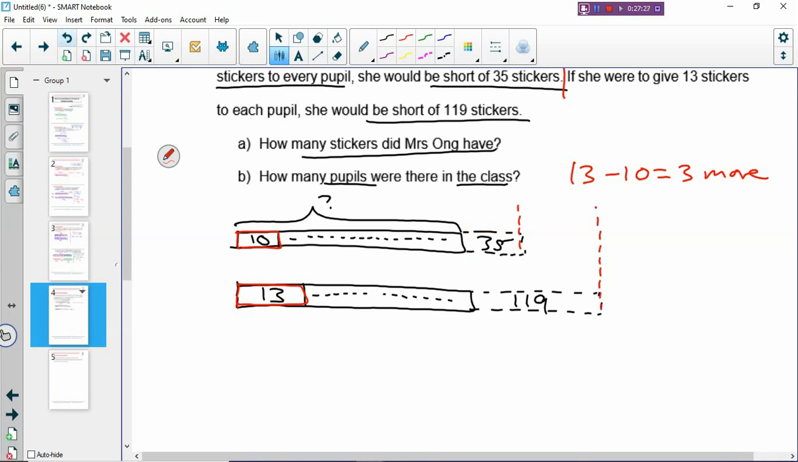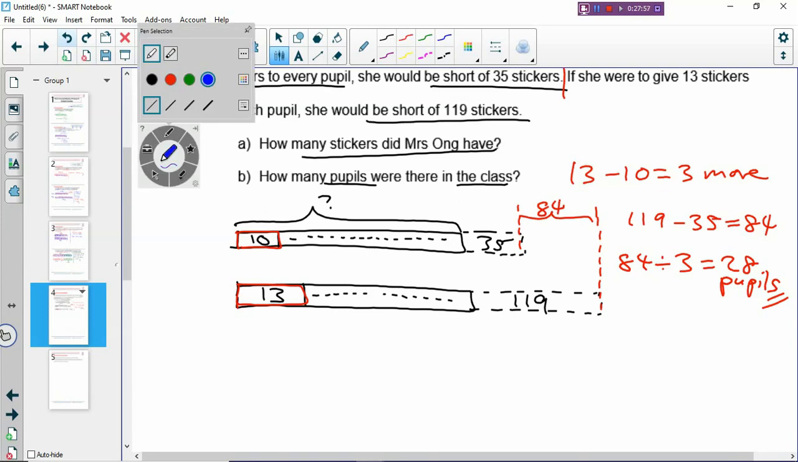And in between these 2 dotted lines is where you take from to give everybody 3 more. So what number is that? That will be 119 minus 35, and you will get 84. So there are 84 stickers in between the dotted lines. You are going to take the 84 stickers to give everybody 3 more. So divide by 3. How many pupils were there in the class? There are 28 pupils in the class. And you solve your part A, right?